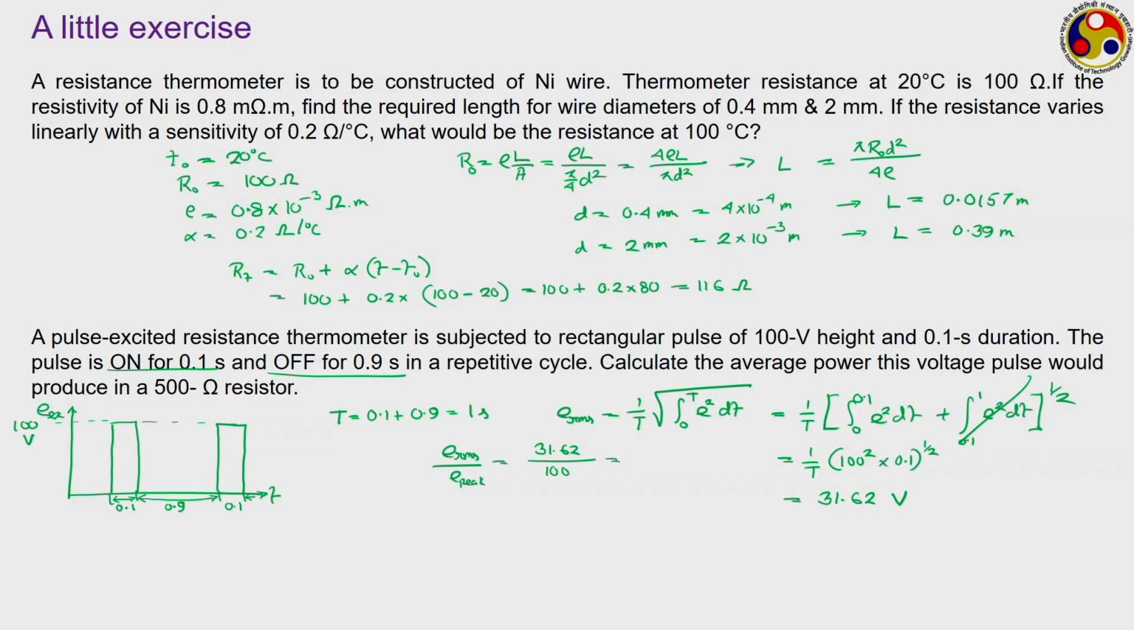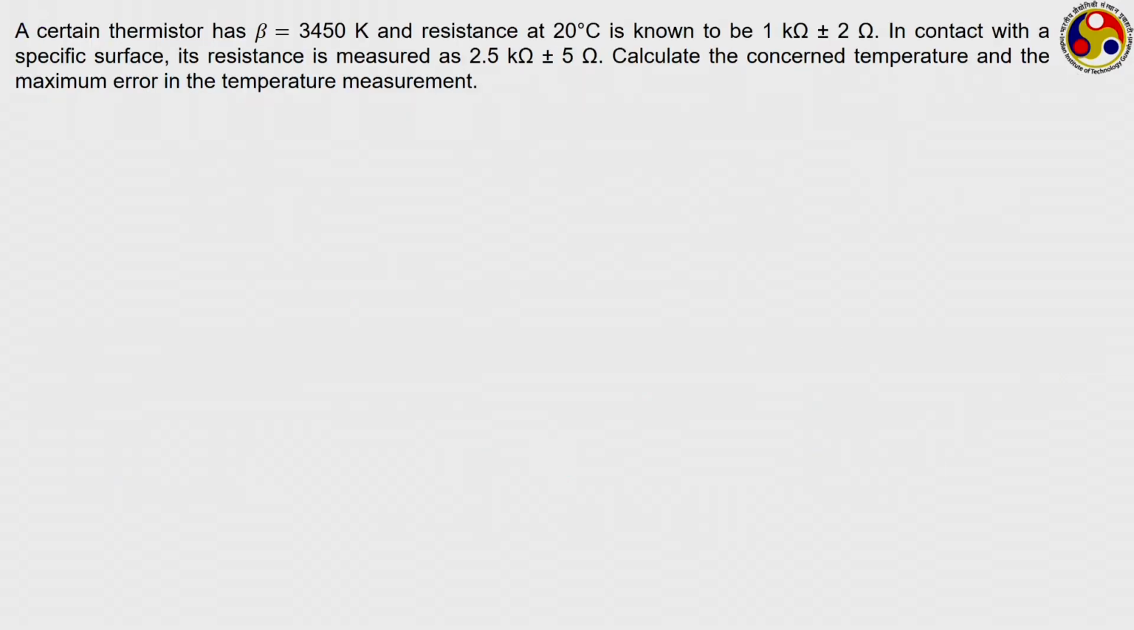Once you know the RMS voltage, the average power calculation is very easy, because your corresponding average power will be just E RMS square divided by resistance. So, 31.62 square divided by 500 ohm, and the corresponding value will roughly be equal to 2 watt, which is going to be your solution. So, these are simple situations with RTDs. Let us now move to a problem involving thermistors.